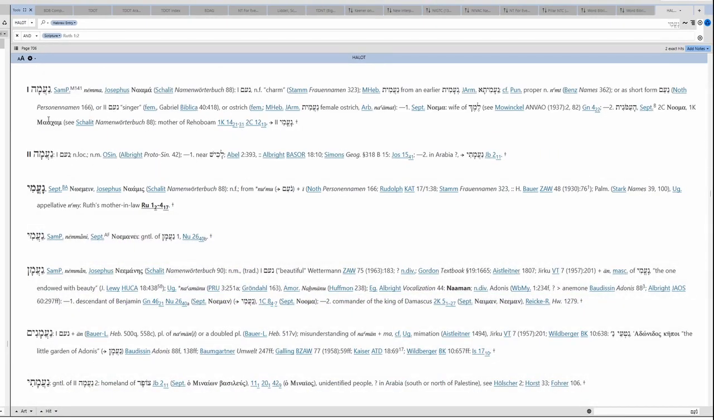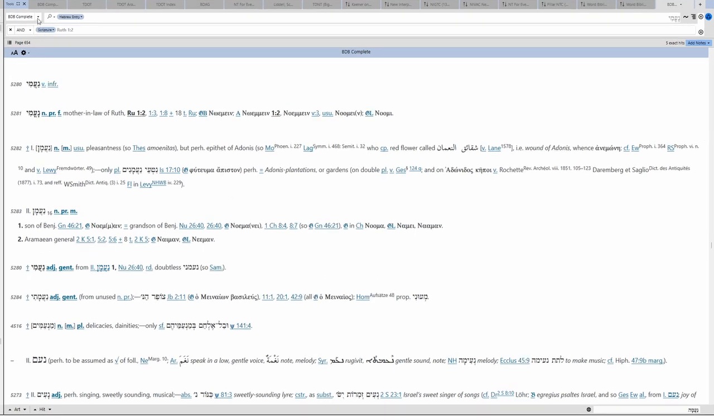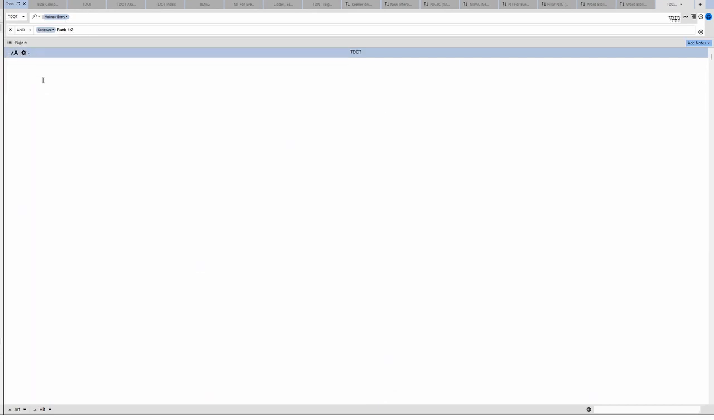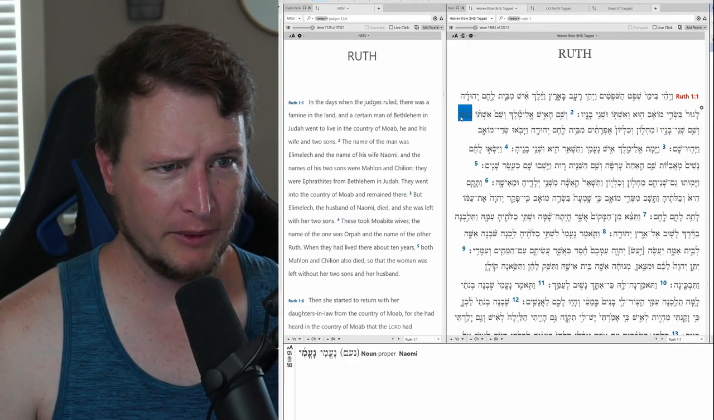Interesting. What if we look this up in BDB? Huh. It doesn't provide it either. So sometimes we don't get the names translated in our lexicons, which I find to be frustrating. There are books on biblical names, so you can always look at those instead. But interesting, it's not in there. What about TDOT? TDOT is the Theological Dictionary of the Old Testament. It's huge. And it doesn't list it at all. Okay, so moving on, that's Naomi.